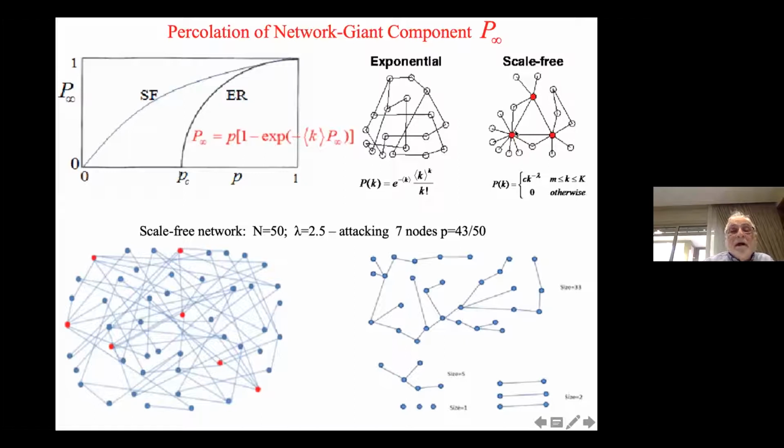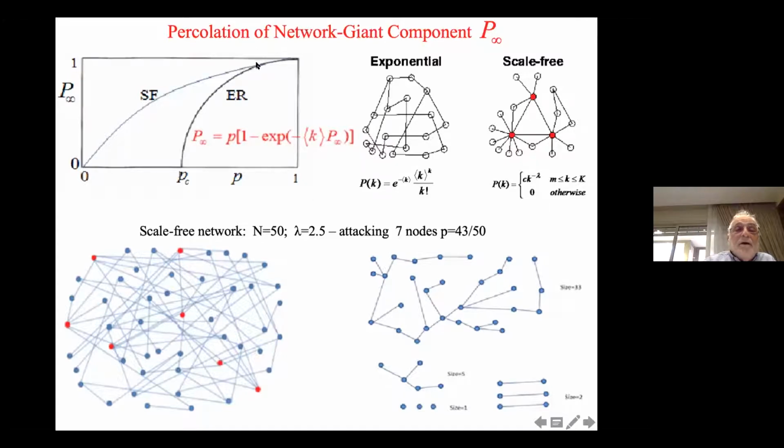These are the red. So the reason why for scale-free pc is 0 comes from the fact that if you remove randomly, usually you remove the low-degree nodes because they are more frequent, because of the power law. And then the hubs still connect the system. And only when you remove many nodes, or even all of them, then you start to see there is no giant component.